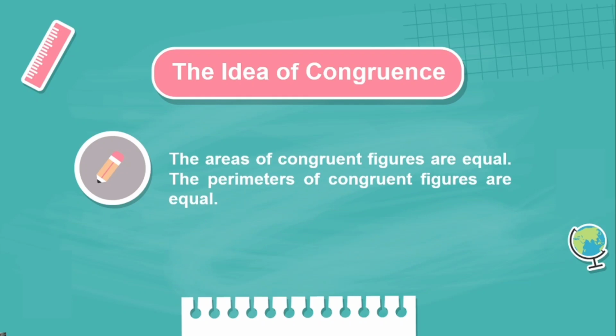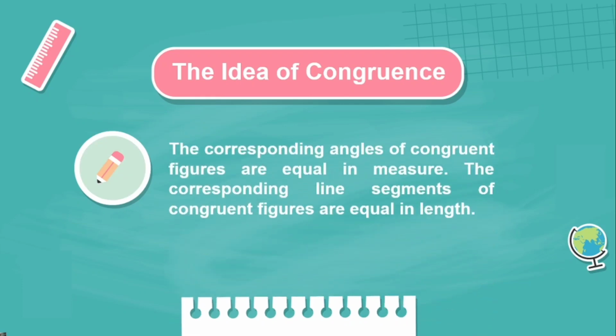The areas of congruent figures are equal as well as their perimeters. Also, the corresponding angles of congruent figures are equal in measure, and the corresponding line segments of congruent figures are equal in length.